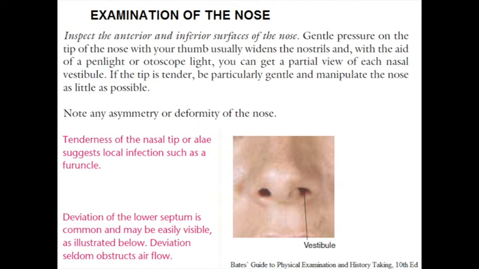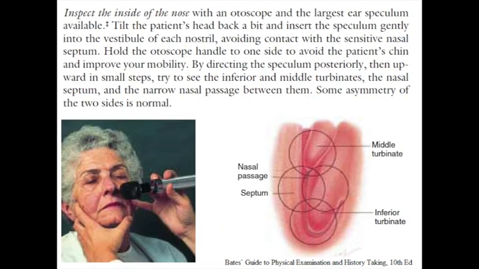Tenderness of the nasal tip or eyelid suggests local infection such as furuncle. Deviation of the lower septum is common and may be easily visible. Deviation seldom obstructs airflow. Inspection inside of the nose. With an otoscope and the largest ear speculum available, tilt the patient's head back a bit and insert the speculum gently into the vestibule.